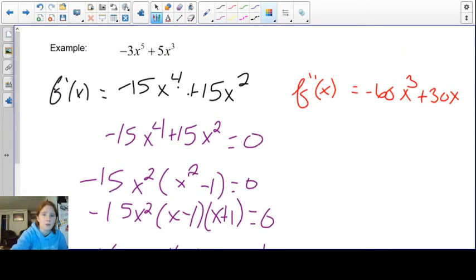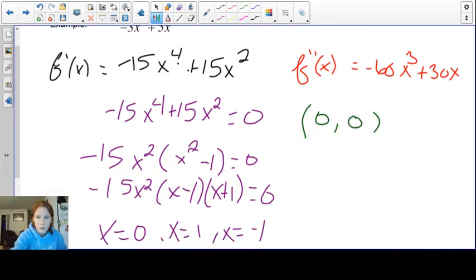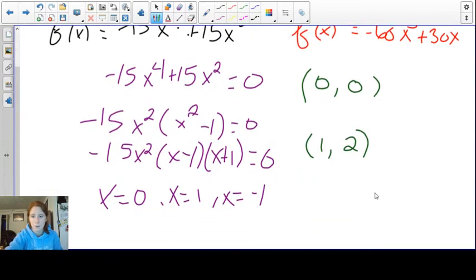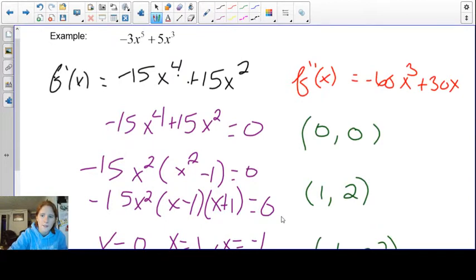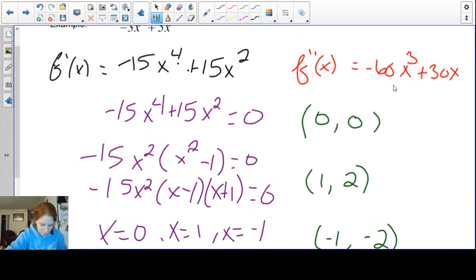What I'm going to do with those is plug those numbers into my original function to find the original points. So when I plug in 0, my output is 0. When I plug in 1, I get 2. And when I plug in negative 1, I get negative 2. Now I'm going to use these x values and plug them into the second derivative.